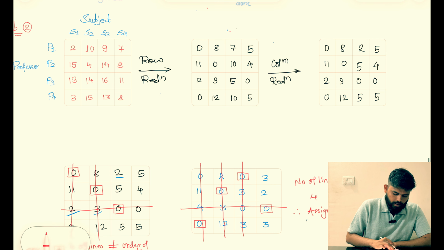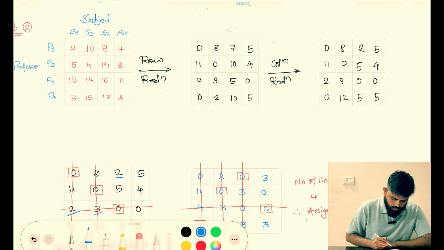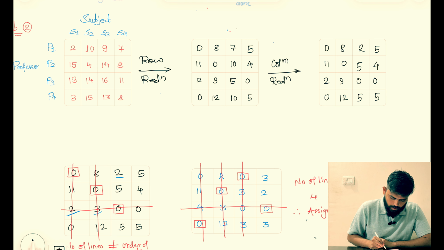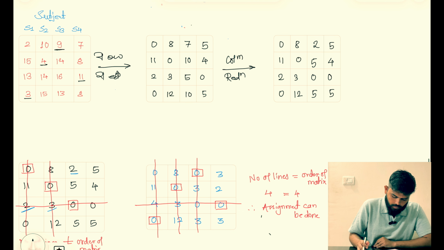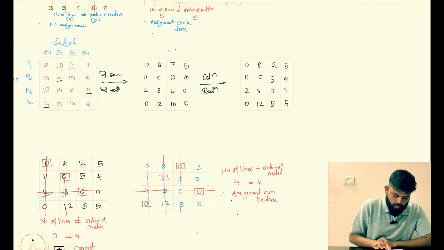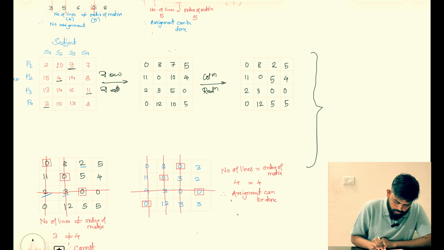Now let us compare this matrix with the initial problem and identify the points. So in the first row this position is boxed, in the second row this position is boxed, in the third row this, and in the fourth row this.